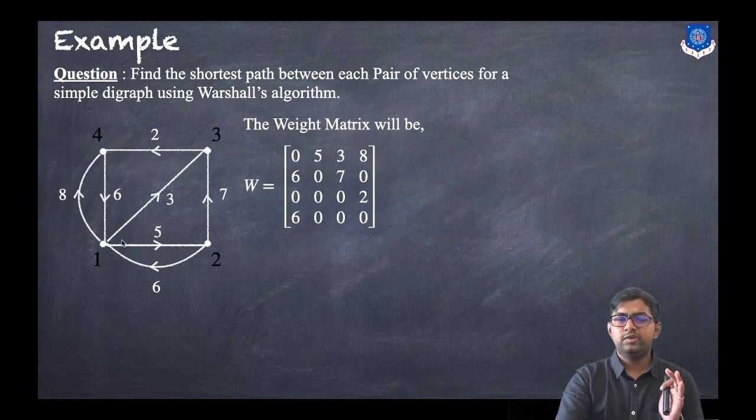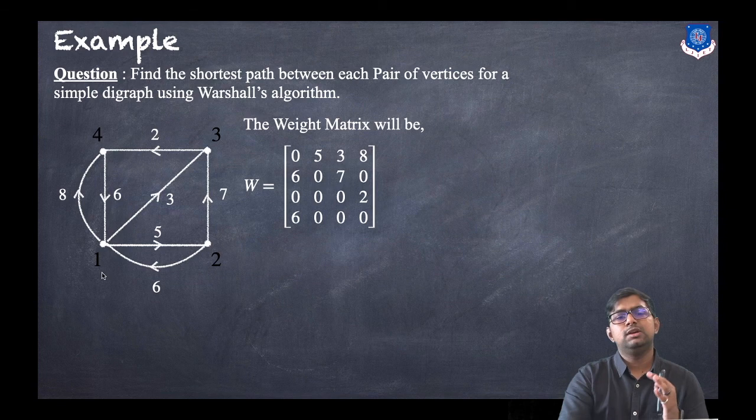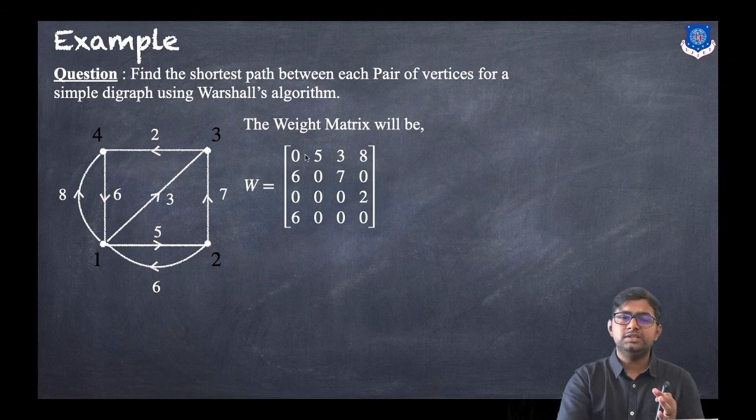Fine. So how many vertices do we have? We have a total of 4 vertices, that is 1, 2, 3 and 4. So the first row represents 1, the second row represents 2, the third row represents 3 and the fourth row represents 4, and in the same manner for the columns. Okay, so how to write this weight matrix? Let us discuss. As you can see, there is no self loop, so all the diagonal entries will be 0. So you can see that all the diagonal entries are 0.